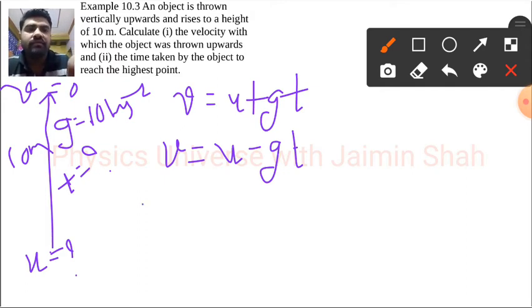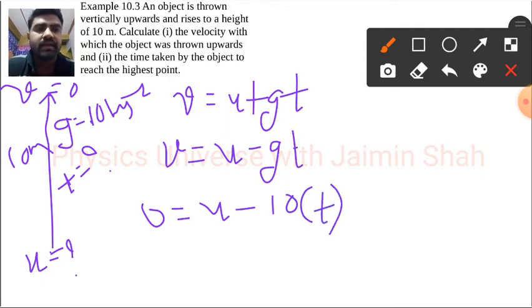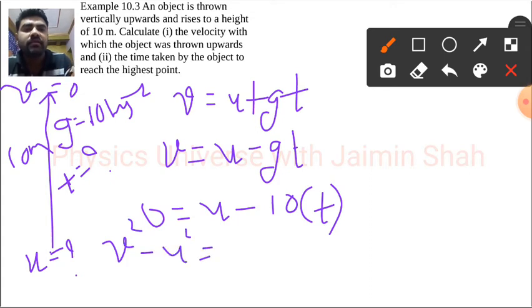So what is v? v is 0. u, that we need to find, minus 10 into t. We don't have t, right? So here I must apply the second equation of motion, which is s is equal to ut. Again we don't have u and t also, so compulsorily I have to apply the third equation of motion. The third equation of motion tells us v square minus u square is equal to 2gs.